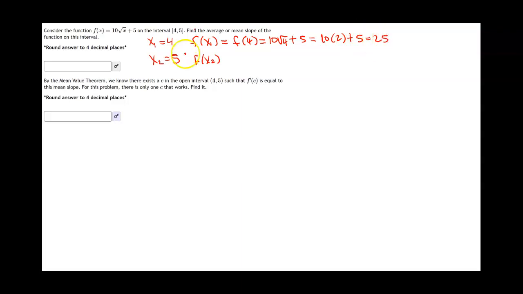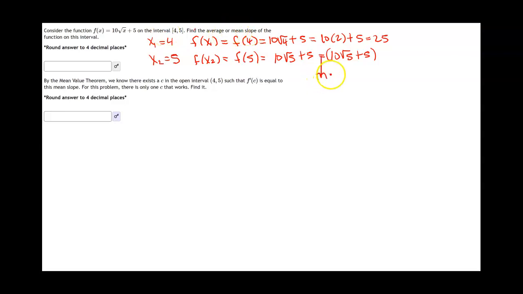Our x2 is 5, so we want to find out what is f of 5, and that is going to be 10 radical 5 plus 5. Instead of converting this into a decimal, I'm just going to leave this as 10 radical 5 plus 5, but because it's two terms, I'm going to put this in a parentheses. Then I need to find out the average or mean slope.